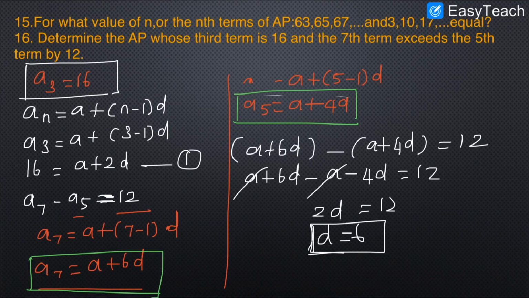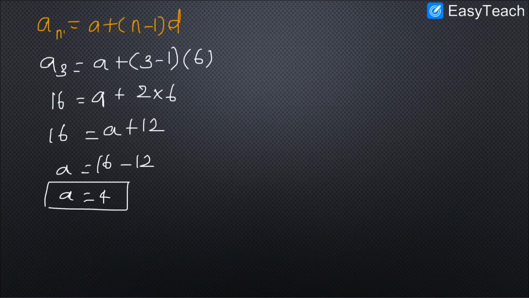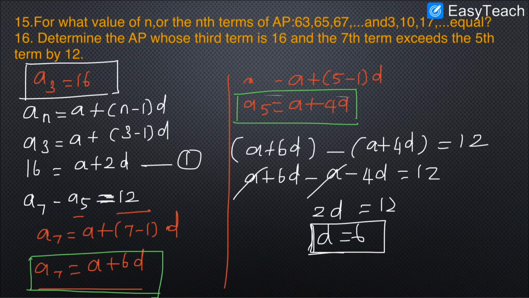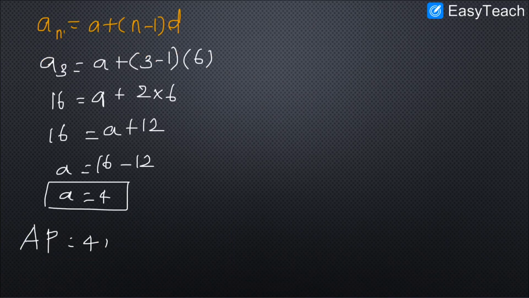So what is the question? Determine the AP. So we have to write the AP. We know that now we found A and D. So the first value A is 4, comma, the difference D is 6. If you add 4 plus 6, the next term will be 10. Then the next term 16, and so on.